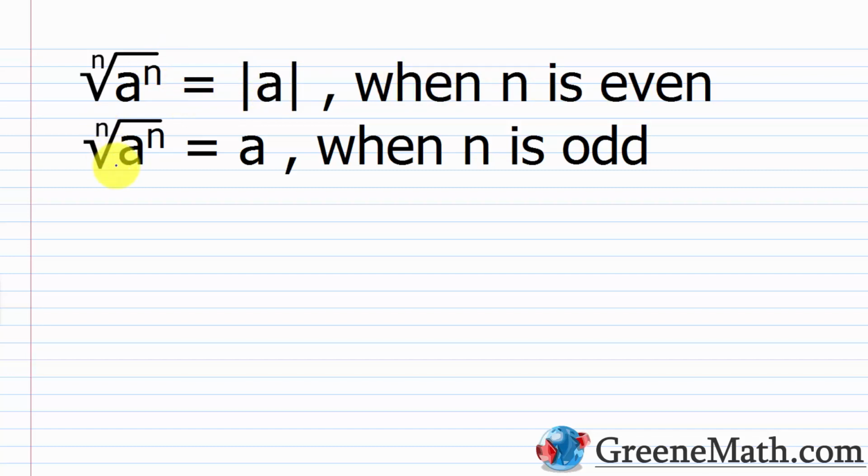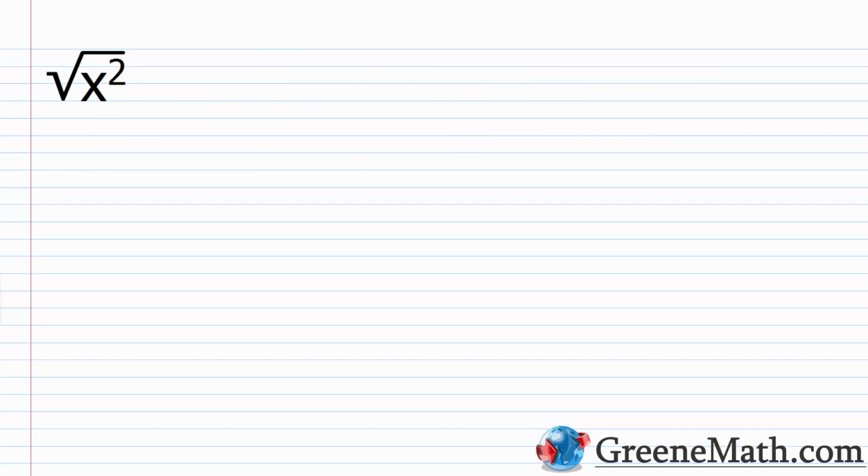And if I have the nth root of a to the n power, it's equal to a when n is odd. So this might seem like a peculiar rule, but I'm going to show you why it works in just a moment. So if I had something like the square root of x squared, we've been shown already that we can basically cancel what? The index here with the exponent.